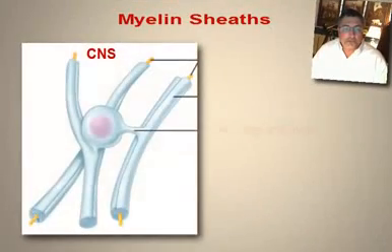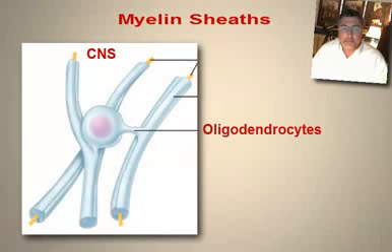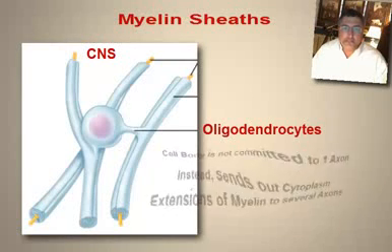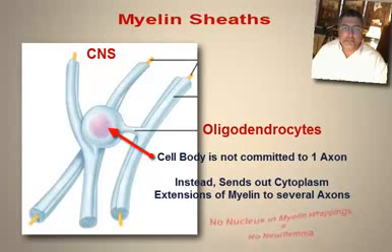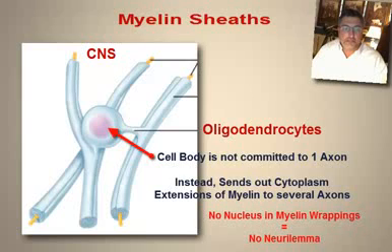In the central nervous system, the Schwann cells are replaced by oligodendrocytes, and they produce the myelin sheath. Now, if you recall from oligodendrocytes, though, the cell itself is not committed to a single axon. Instead, the cell body stays outside and sends cytoplasmic extensions to a number of neighboring axons. For this reason, there'll be no neurolemma associated with the myelinated axons in the central nervous system.